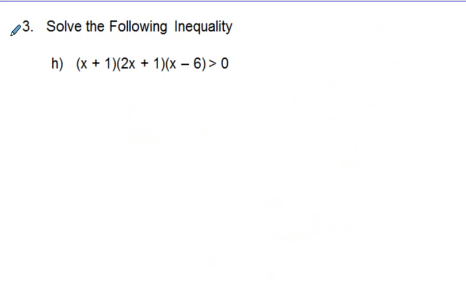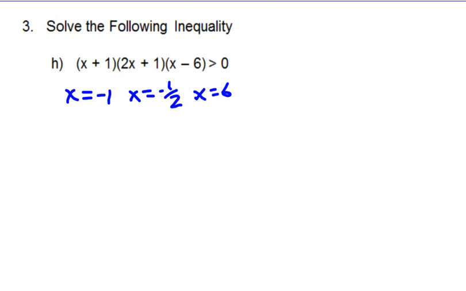Next, we have this expression here. We have quantity x plus 1 times quantity 2x plus 1 times quantity x minus 6 is greater than 0. So we're going to have as our zeros here x is equal to negative 1, and then for this 2x plus 1 we're going to have x is equal to negative 1/2, and then we're going to have x is equal to 6.